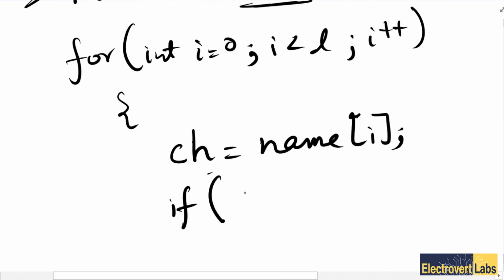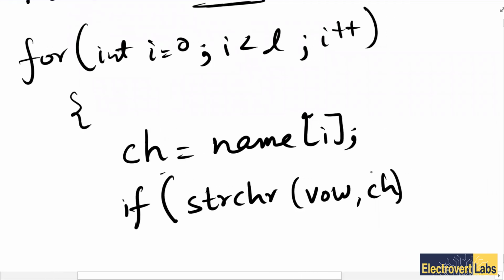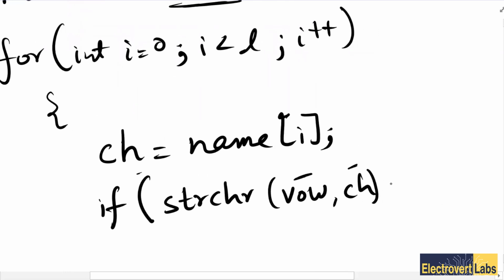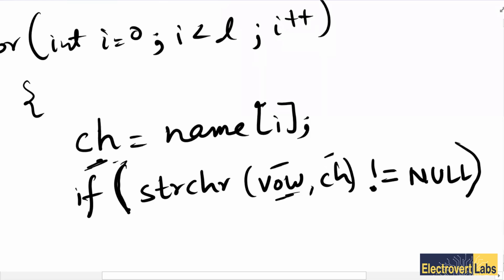Then if strchr of vow, ch. Basically it checks for the ch character in the vow string, and if it does not return NULL, you can directly write NULL as capital NULL. If it does not return NULL, what does it mean? It means that ch is present somewhere in VOW, which means that ch is a vowel.